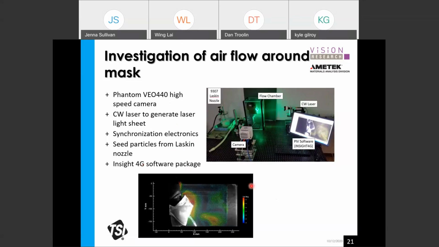You can see the image over here that shows the velocity magnitudes in the 2D arrangement, meaning that we can get the U and V components of the velocities.